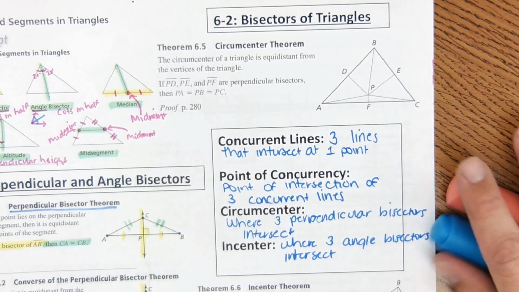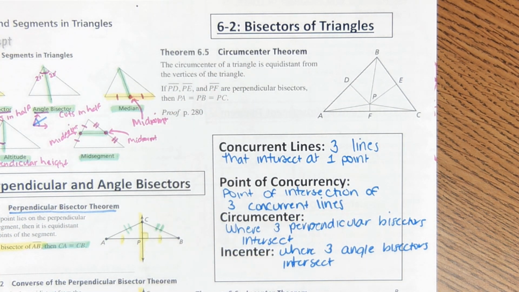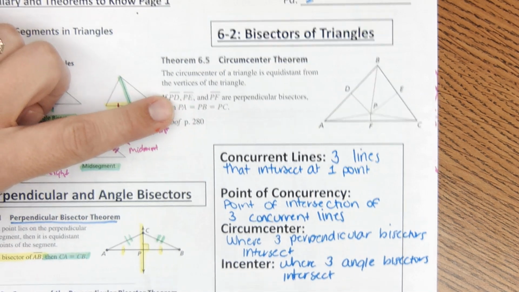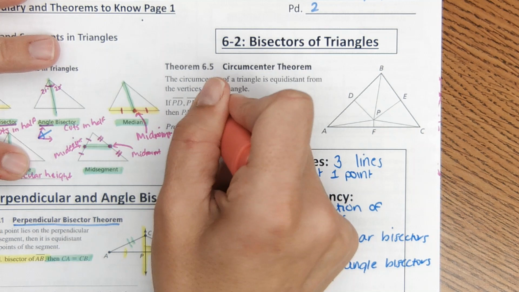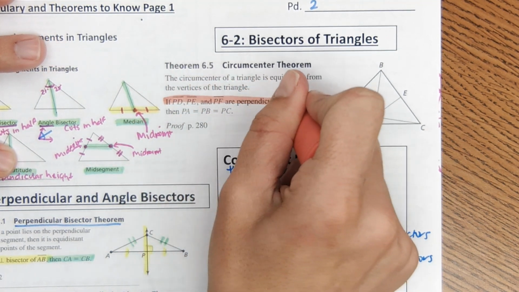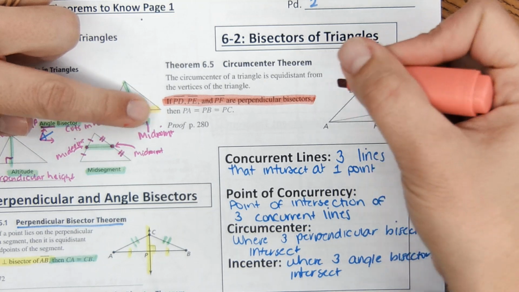Okay, so the first theorem is called the circumcenter theorem. I know that's a new word. What this theorem means is that we're going to use the highlighters. PD, PE, and PF are perpendicular bisectors in this triangle. So I'm going to highlight those in this color pink.